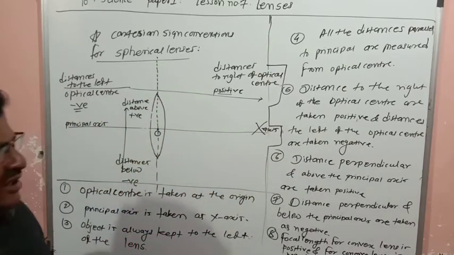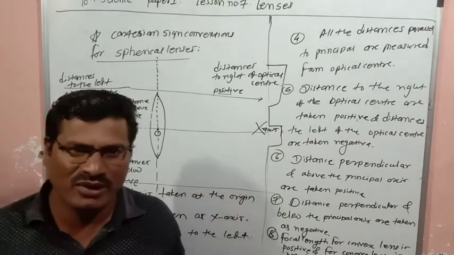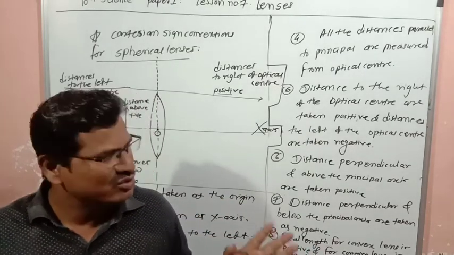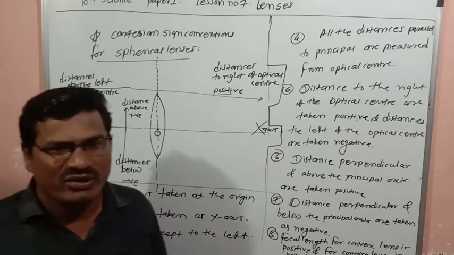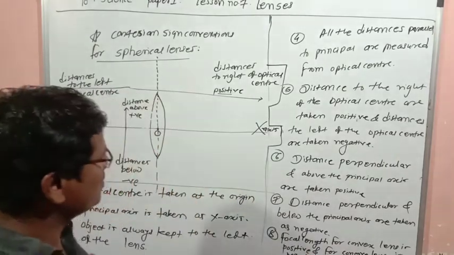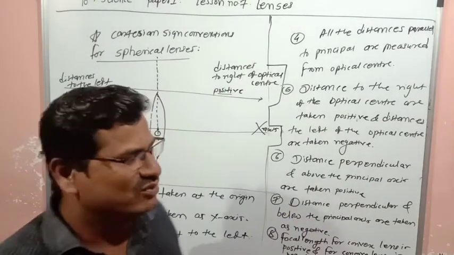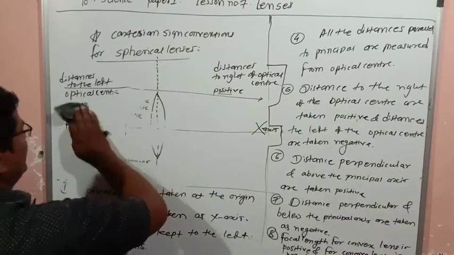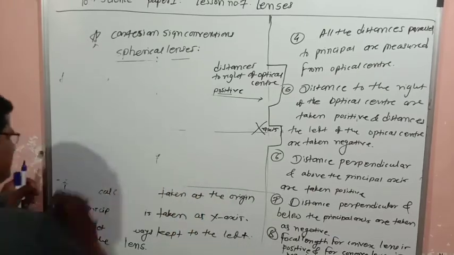So these are the sign conventions used for solving the problems, or to get the position of the object and the position of the image. For this we are using Cartesian sign convention. You have to remember this sign convention always. Next we are going to study the lens formula. So what is the lens formula?